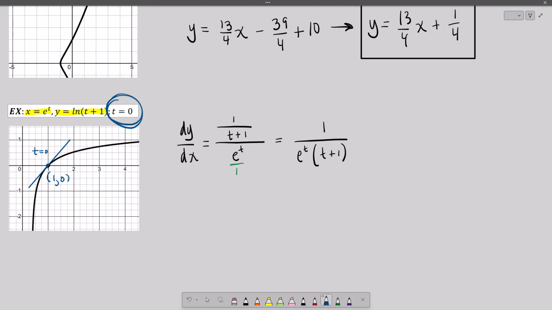Okay, so to find the equation of that tangent line, we need to know the slope at that t value. So we want dy/dx evaluated at t equals 0. So we come into this derivative equation, plug in t equals 0, and what do we get as our slope?